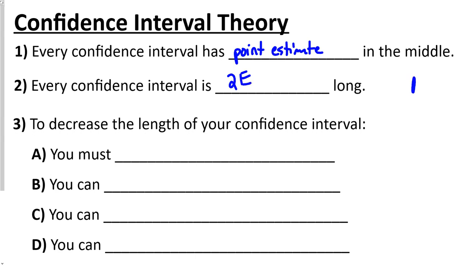So like if this is your point estimate, and we've got our e on one side, our e on the other side, this whole thing is 2e, right? So the length of our confidence interval is going to be twice the margin of error.